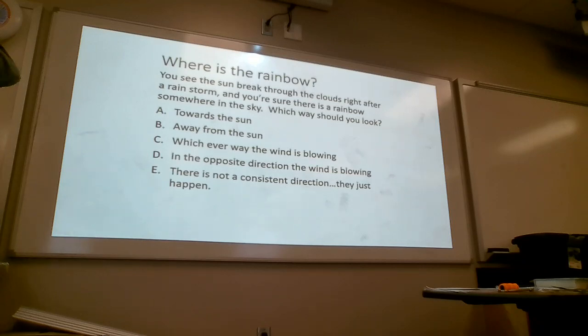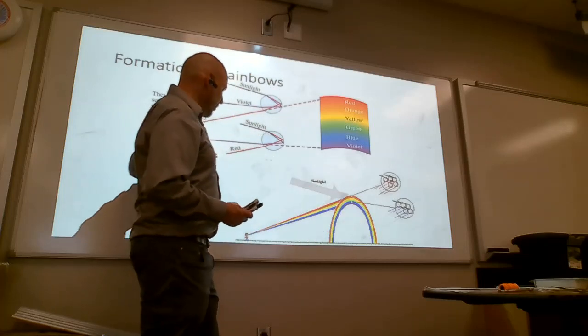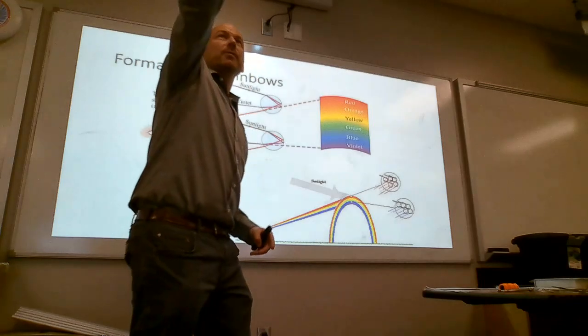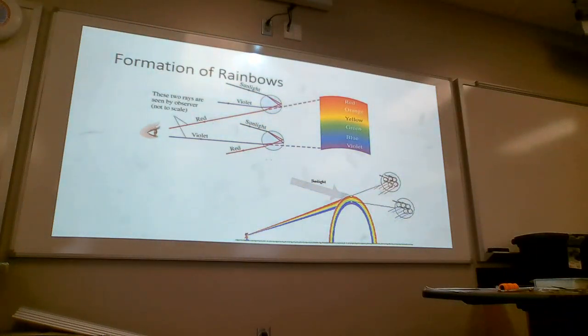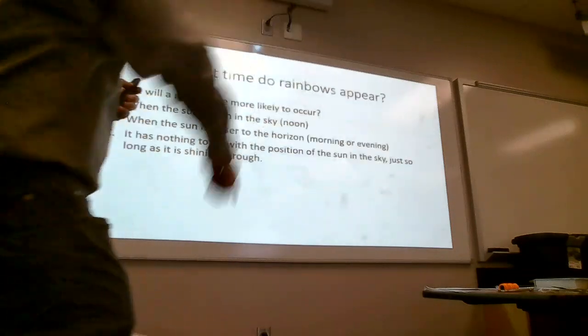Okay. So it stops raining, the sun comes out, you're like, rainbow, it's got to be somewhere. Where should I look? You should look so that the sunlight's coming from behind you. You should look away from the sun. So here's you. You're like, where's the rainbow? The sun's over there. Boom. There's the rainbow. Always put your back to the sun. Good with that? Okay. So now you can hunt for rainbows more effectively.